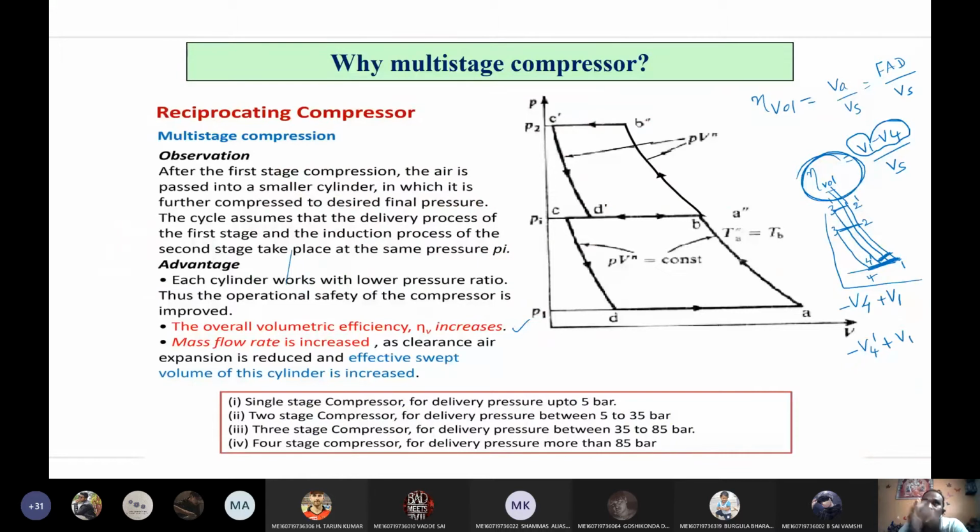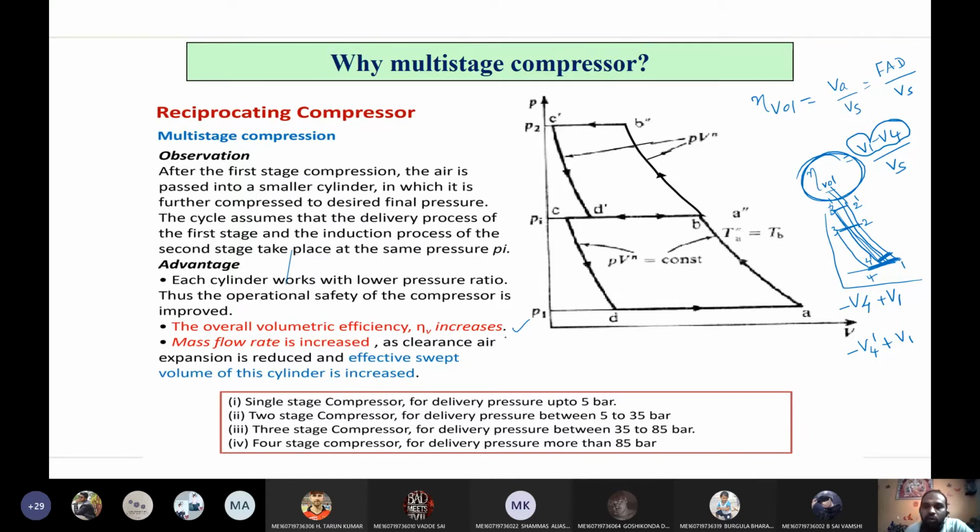If you increase the pressure, the volume of air present inside the clearance volume will be under high pressure. Yes or no? If you increase the pressure, the volume of the air present inside the clearance volume will be under high pressure, and during the expansion stroke, the air will take more span, that is more stroke to expand. More stroke to expand means this one, this 3 to 4 dash. It will take more stroke, thereby the effective swept volume is decreased. That is the reason volumetric efficiency is decreased in single stage.